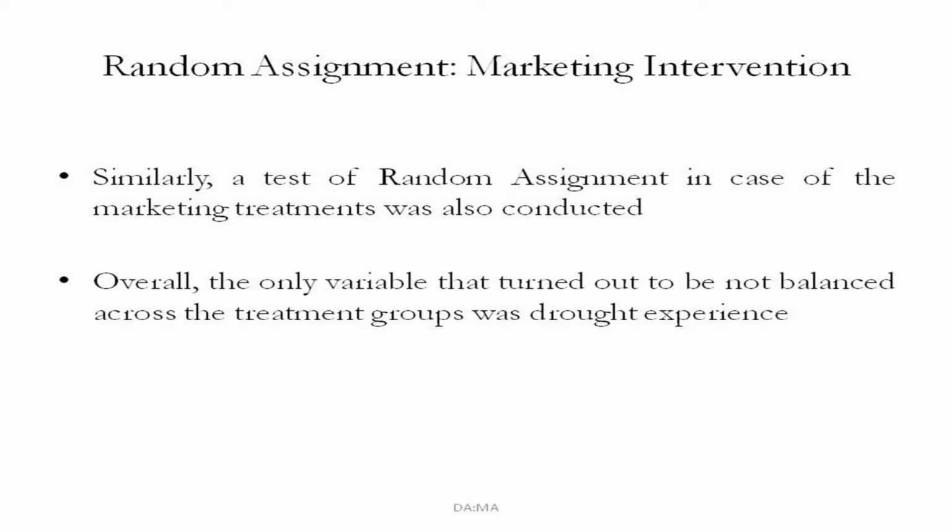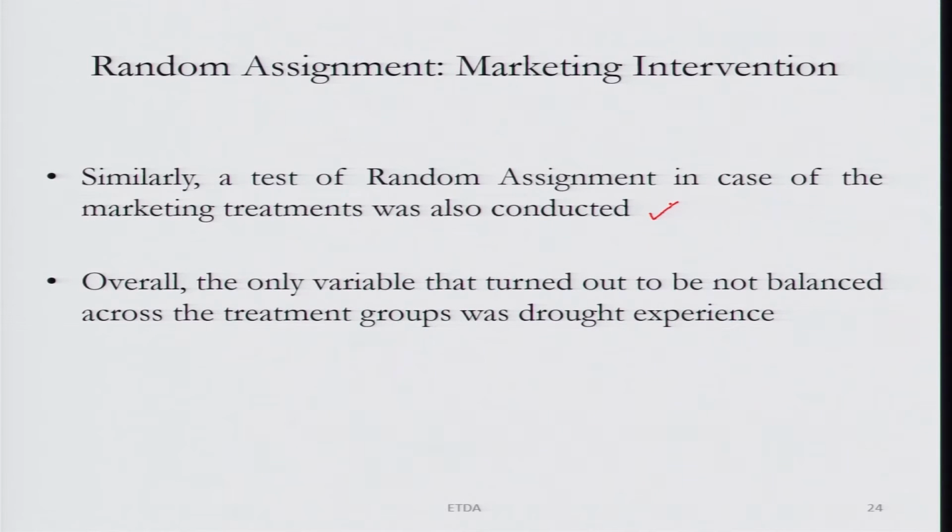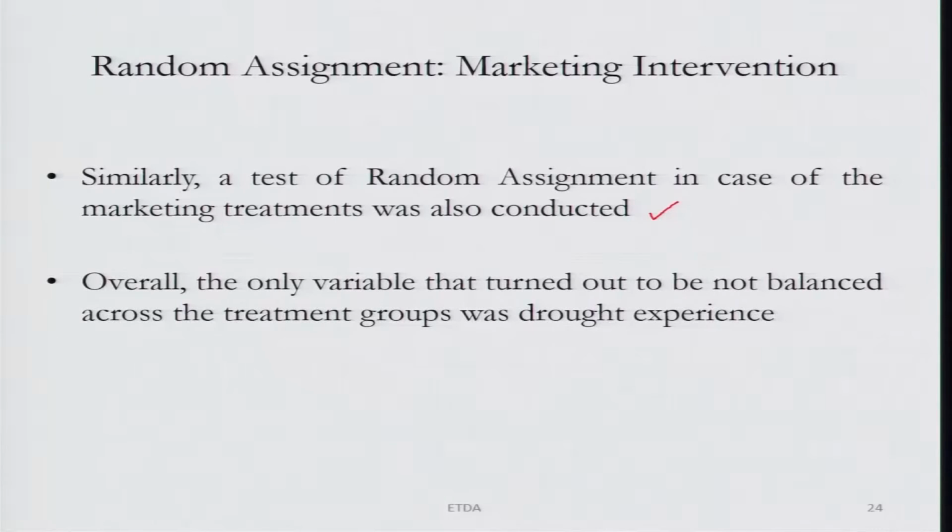So, similar to the financial literacy intervention, what the authors also do in the paper, if you go back to the paper, you will see they also have a similar table for each of the 6 experiments, the 6 different marketing treatments that they conducted. So, they have a similar test of random assignment in the case of the marketing treatments. Overall, the only variable that turned out to be not balanced across the treatment and control groups was the drought experience.